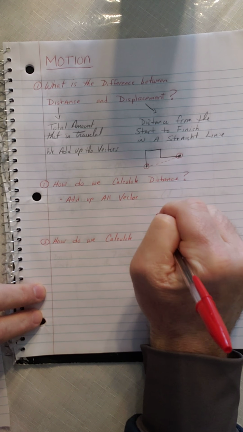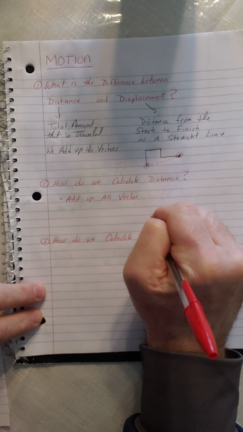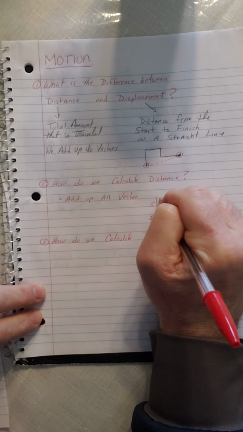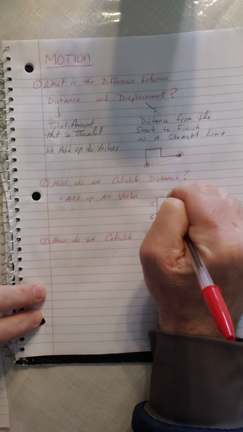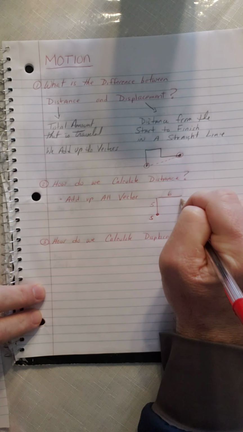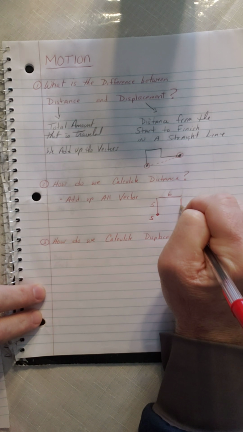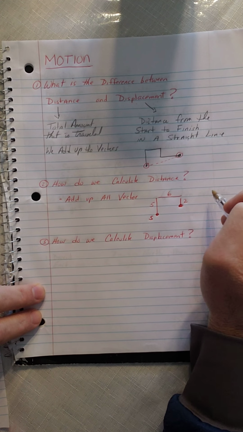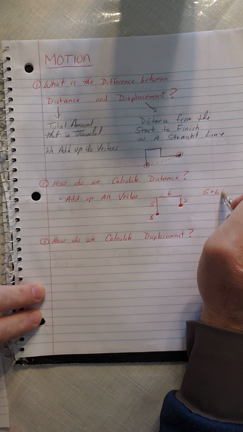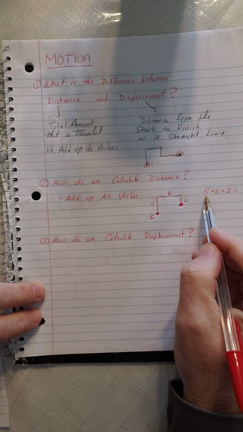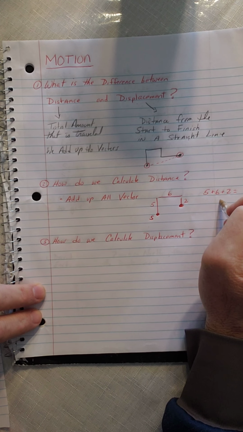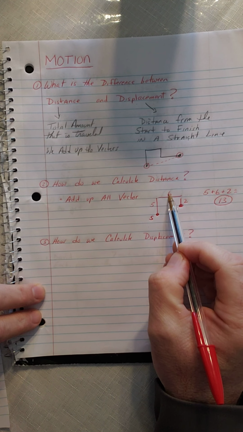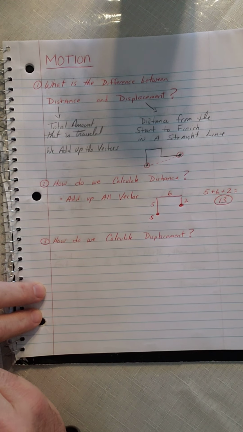So if I'm starting here and I travel 5 north, 6 east, and 2 south, I would add up 5 plus 6 plus 2 for a total of 13. That would be my distance. 5 plus 6 is 11, plus 2 is 13.